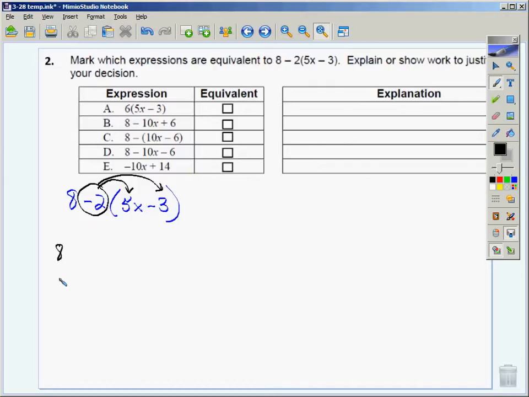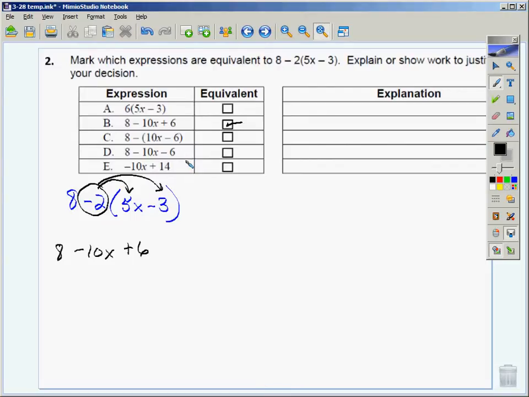We're going to leave the 8 alone. I don't do subtraction before I do multiplication. So I'm going to multiply first. Negative 2 times 5x becomes what? Negative 10x. Negative 2 times negative 3? Positive 6. So I'm going to take a look up here and see if I see anything that looks like that. And you know what? Here I see B already. That's equivalent. And I can't tell yet about the others.